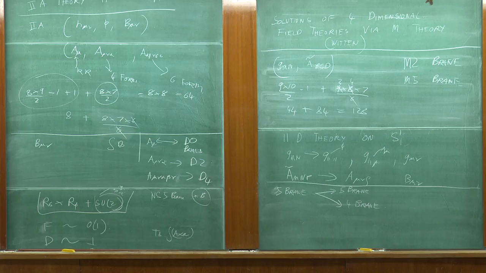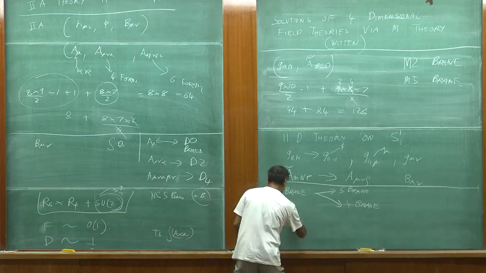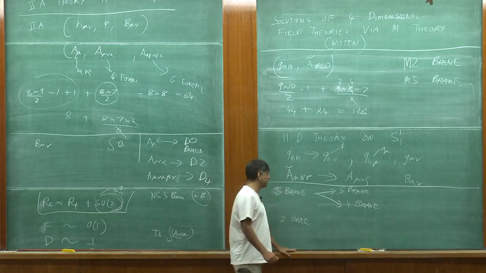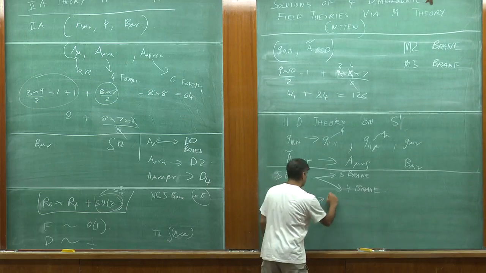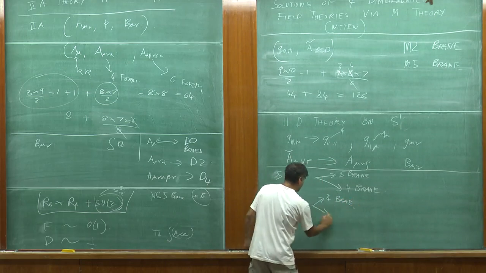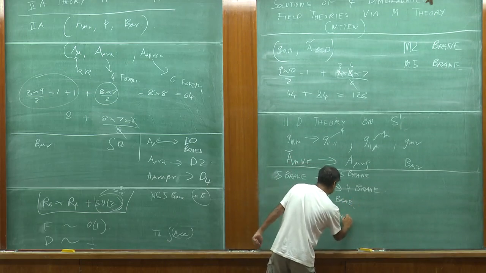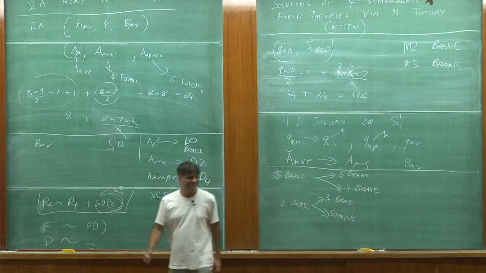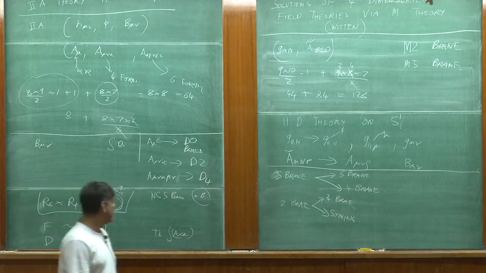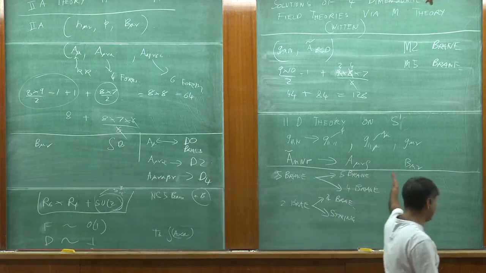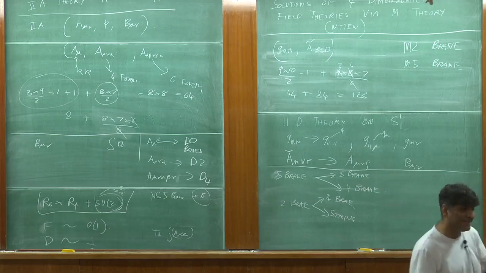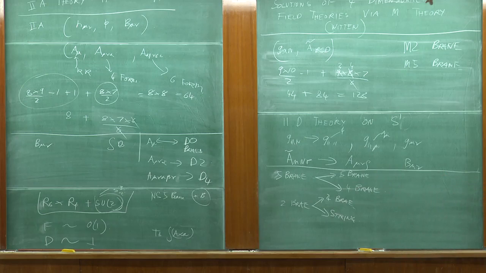On the other hand, the 2 brane could either not wrap the circle or wrap the circle. If it does not, it becomes a 2 brane. If it wraps, it becomes a string. Now, I'm not going through the numerology, but you see that this almost exactly matches the spectrum of BPS objects in type 2A theory.